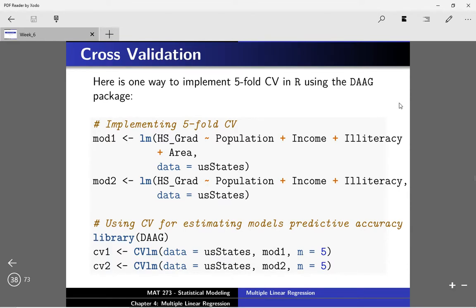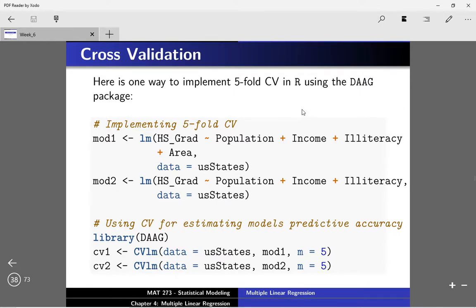So, for example, we have a final project at the end of the year where you get to analyze some data, so maybe you'll want to use cross-validation to fit your models, in which case this code might be hopefully useful for you to use.